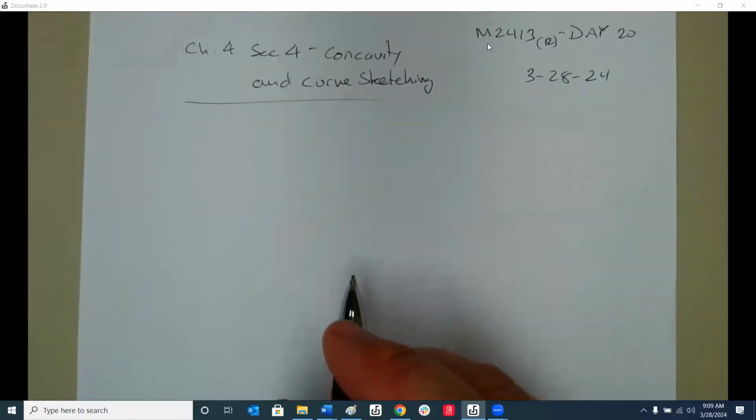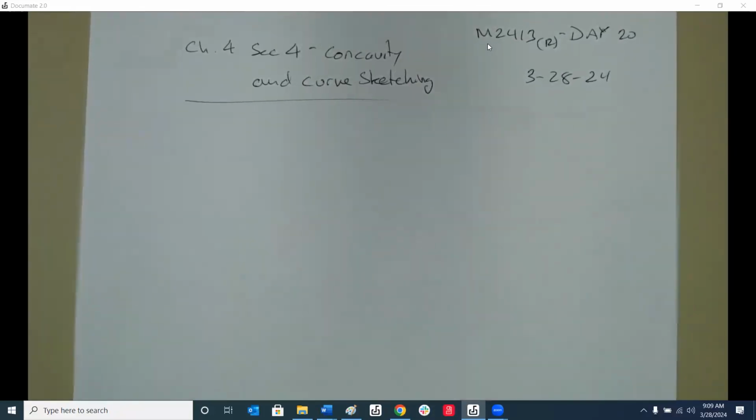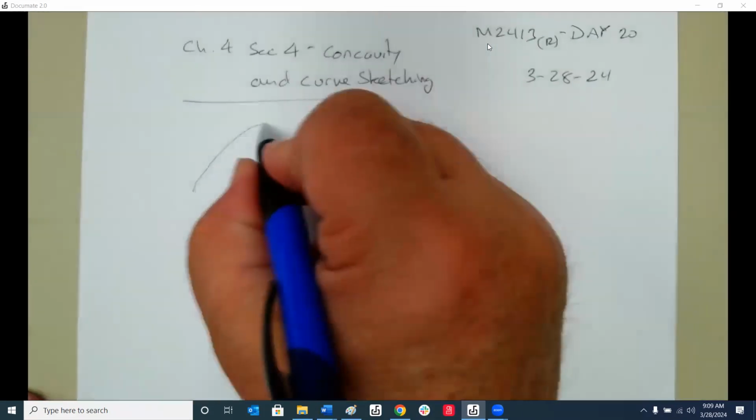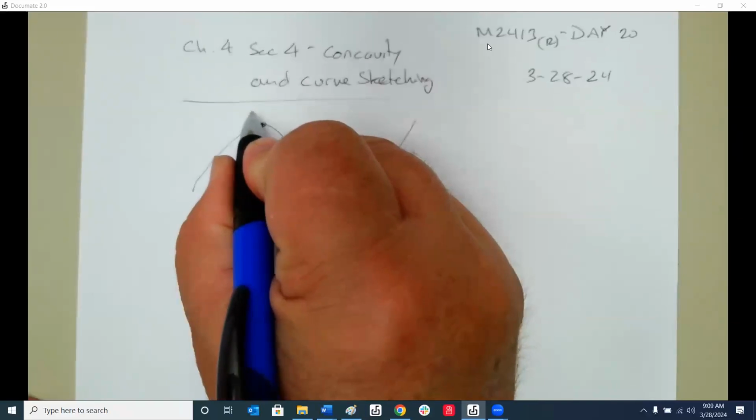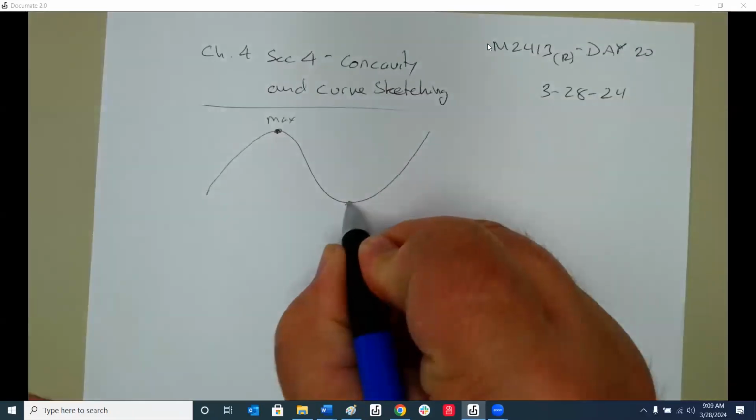So in the last section, we learned how to find the vertices, whether maximum or minima, the extreme points, and whether the slope is positive and increasing or decreasing. As our first example showed on a cubic function, here we have a maximum, here we have a minimum.